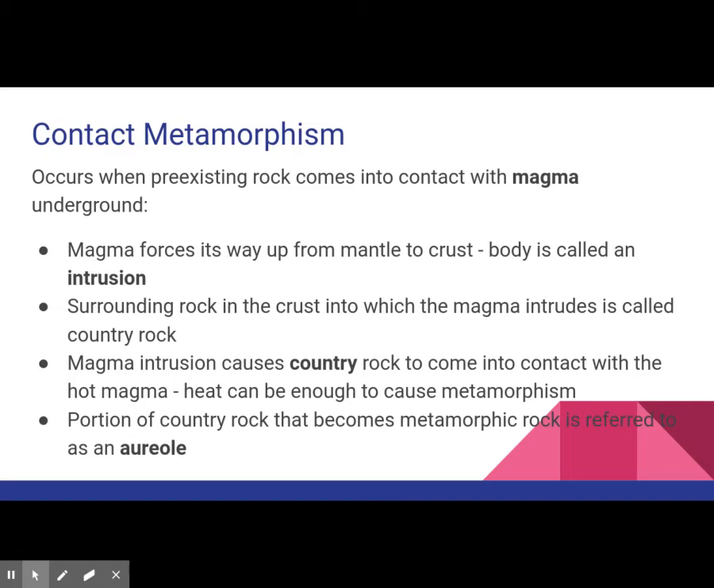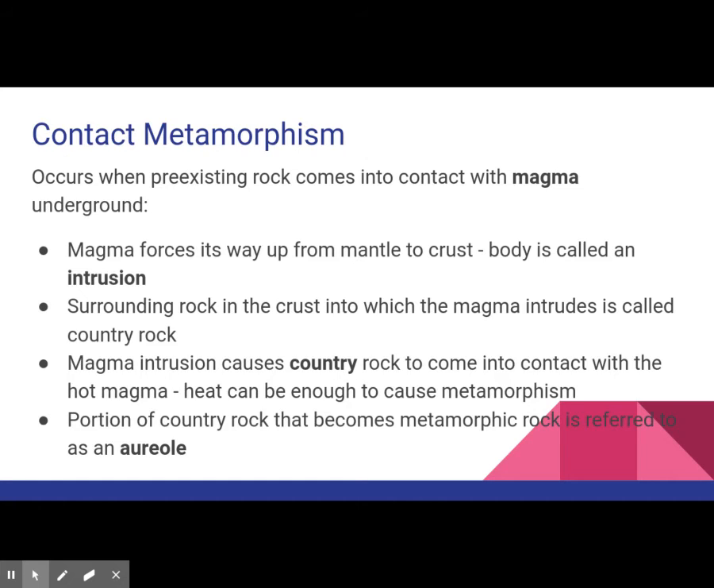As magma forces its way from the mantle toward the crust, this bubble, if you will, or this area of magma, is called an intrusion. We have a picture that'll show it in a minute here. The surrounding rock is called country rock. No, not like the music country rock, but we just call it country rock.